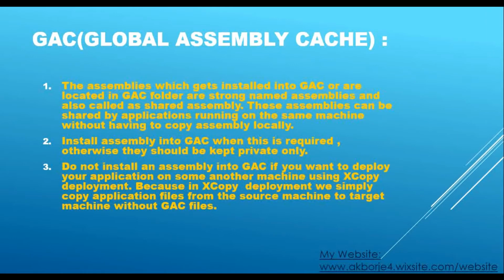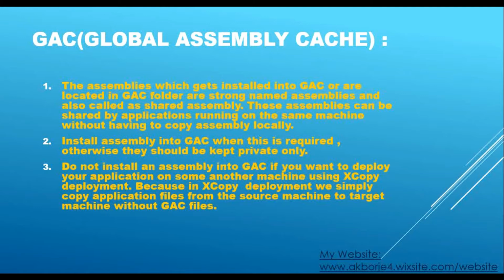GAC is the Global Assembly Cache. The assemblies which get installed into GAC, or are located in the GAC folder, are strong named assemblies, also called shared assemblies. I have told you this in my previous video also, that these strong named assemblies are also called shared assemblies. These assemblies can be shared by applications running on the same machine without having to copy the assembly locally. What this means, we'll see in action.